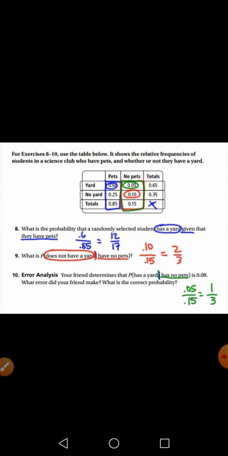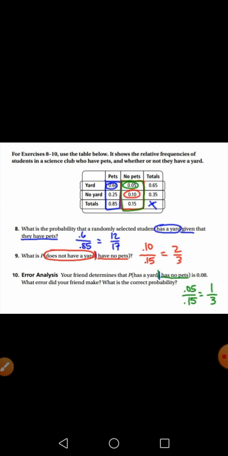Here, exercise 8.10, use the table below. It shows the relative frequencies of the students in science club who have pets and whether or not they have a yard. Question number 8 here. What is the probability that a randomly selected student has a yard given that they have pets? So I want the total number that have pets.